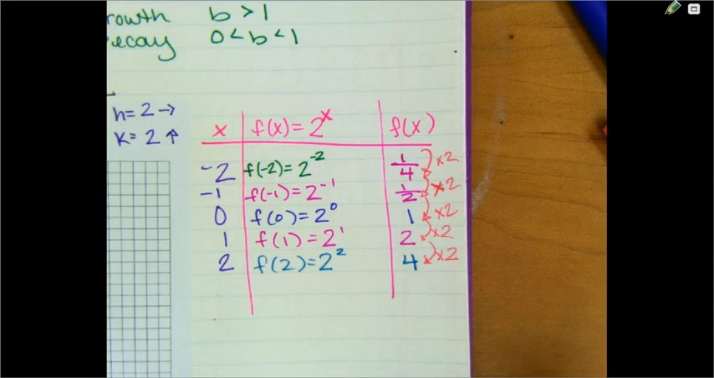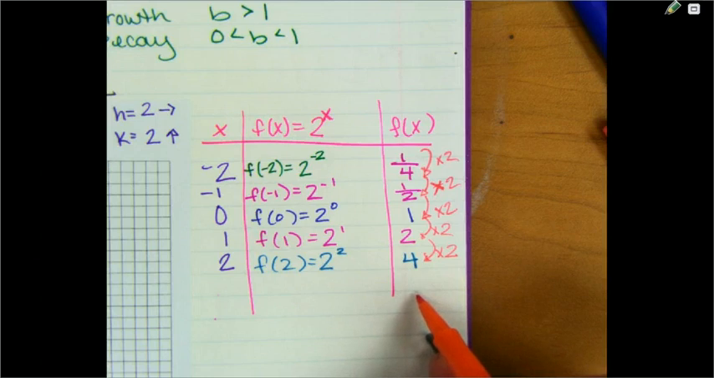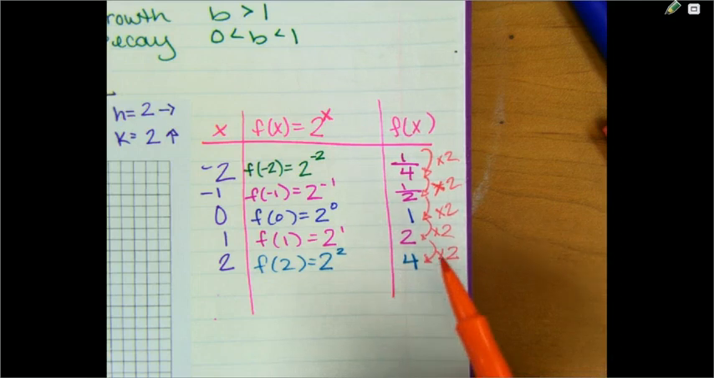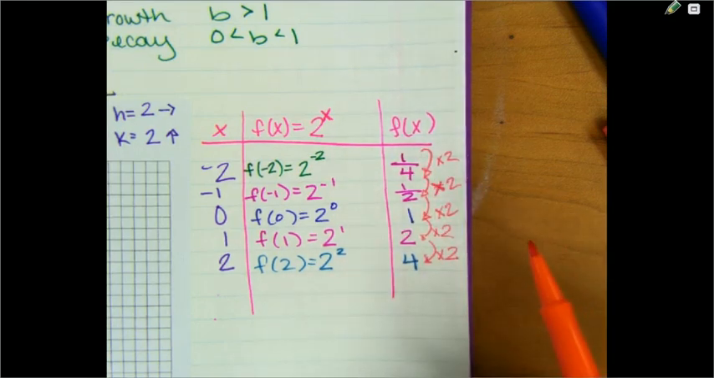Yeah, but we're not there. The next arrow would be 4 times 2, so the next one will be 8, because 2 to the third is 8.